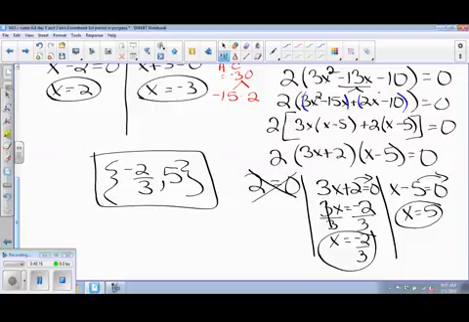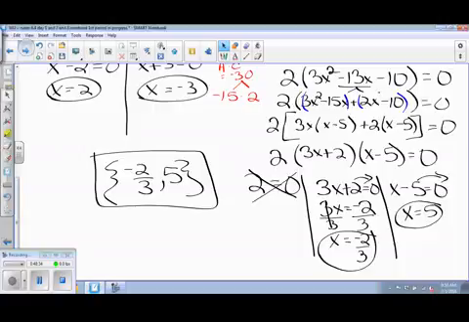Because my highest exponent is 2, that means I'm going to have 2 solutions. They may not always be real solutions, but there are going to be 2 of them. Okay. Now, any questions?